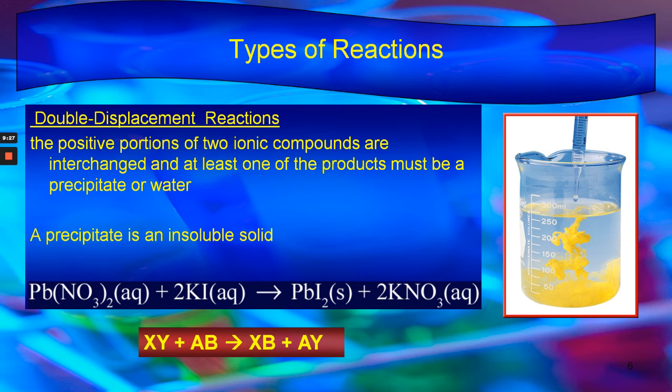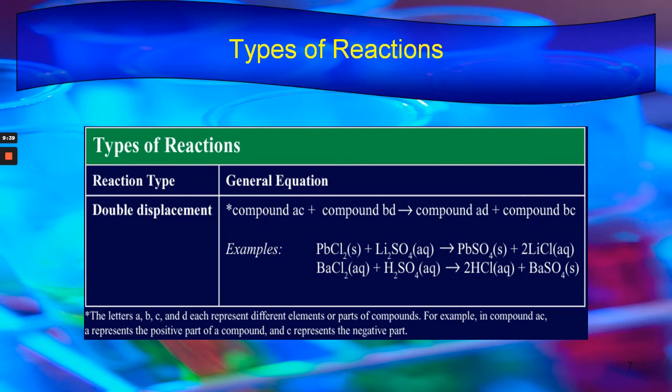Another way to look at it symbolically would be compound XY reacting with compound AB to make compound XB and compound AY. And here's some more examples. We have lead 2 chloride reacting with lithium sulfate. Again, compounds with lead are insoluble. We'll talk about solubility rules later. You end up forming lead sulfate and lithium chloride. Again, barium chloride reacting with sulfuric acid, in this case an ionic compound with hydrogen, because barium can replace the hydrogen in an acid, and you make hydrochloric acid and barium sulfate, which is insoluble. Compounds with sulfates are insoluble.